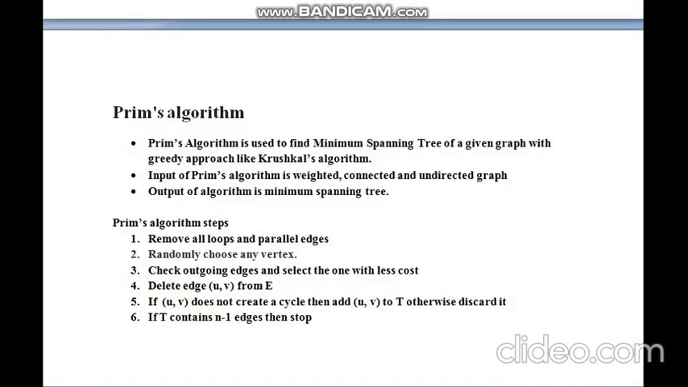Next, Prim's algorithm. Prim's algorithm is used to find the minimum spanning tree of the given graph with a greedy approach. Kruskal's and Prim's algorithms are both under the greedy approach, and the input of Prim's algorithm is the same as Kruskal's: a weighted, connected, undirected graph, and the output is also the same, a minimum cost spanning tree. Here you should understand the steps for Prim's algorithm. The first step is, as usual in Kruskal's algorithm, remove all loops and parallel edges.